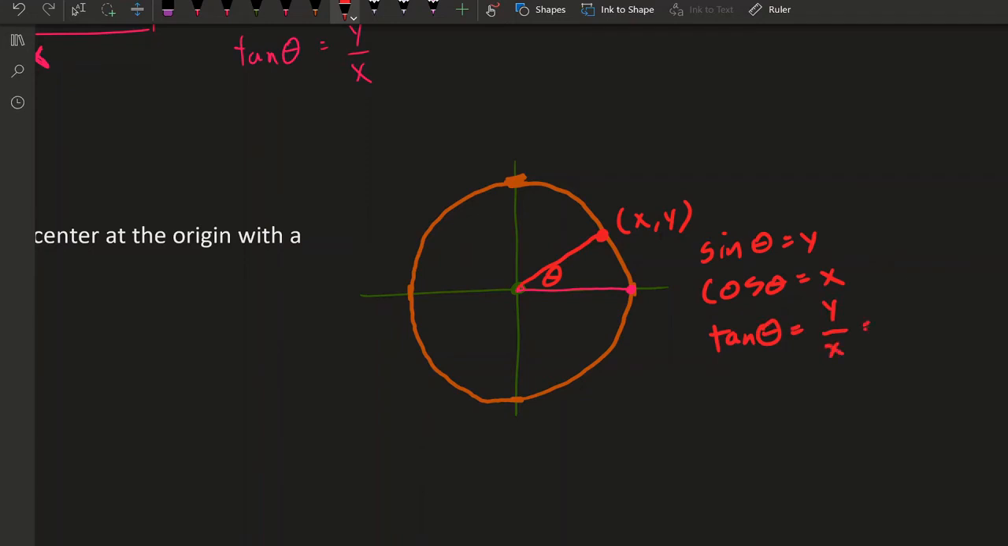Or if we want to push it a little further, we could say tangent of theta is y over x, but we know y is the same thing as sine, so I could say tangent is sine divided by cosine. And of course, to figure out the other 3, I could just flip those over. So cosecant would be 1 over y, secant would be 1 over x, and cotangent would be x over y, or cosine over sine.